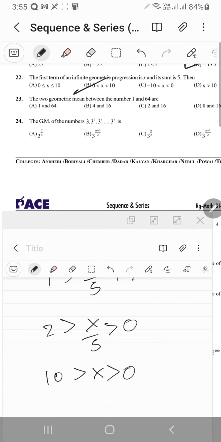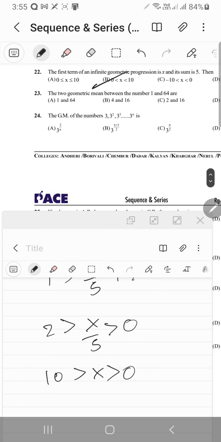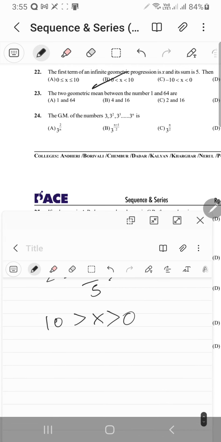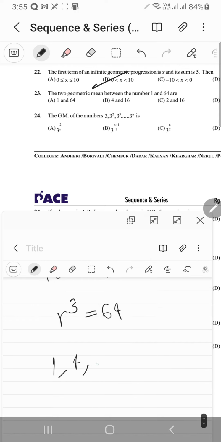Next, the two geometric means between the numbers 1 and 64. With two geometric means, you just have r to the power of 3 equal to 64. So r is 4 in that case, and the terms are 1, 4, 16, 64. So the means are 4 and 16.